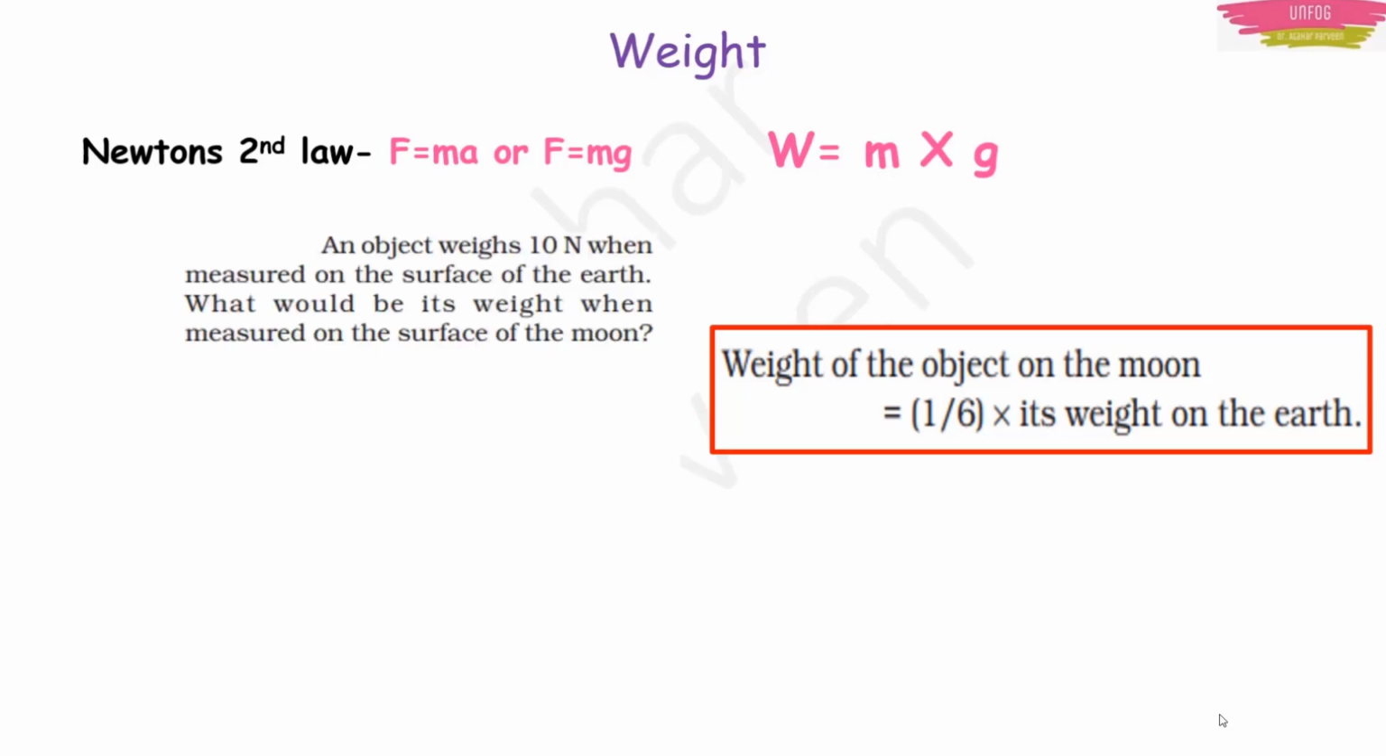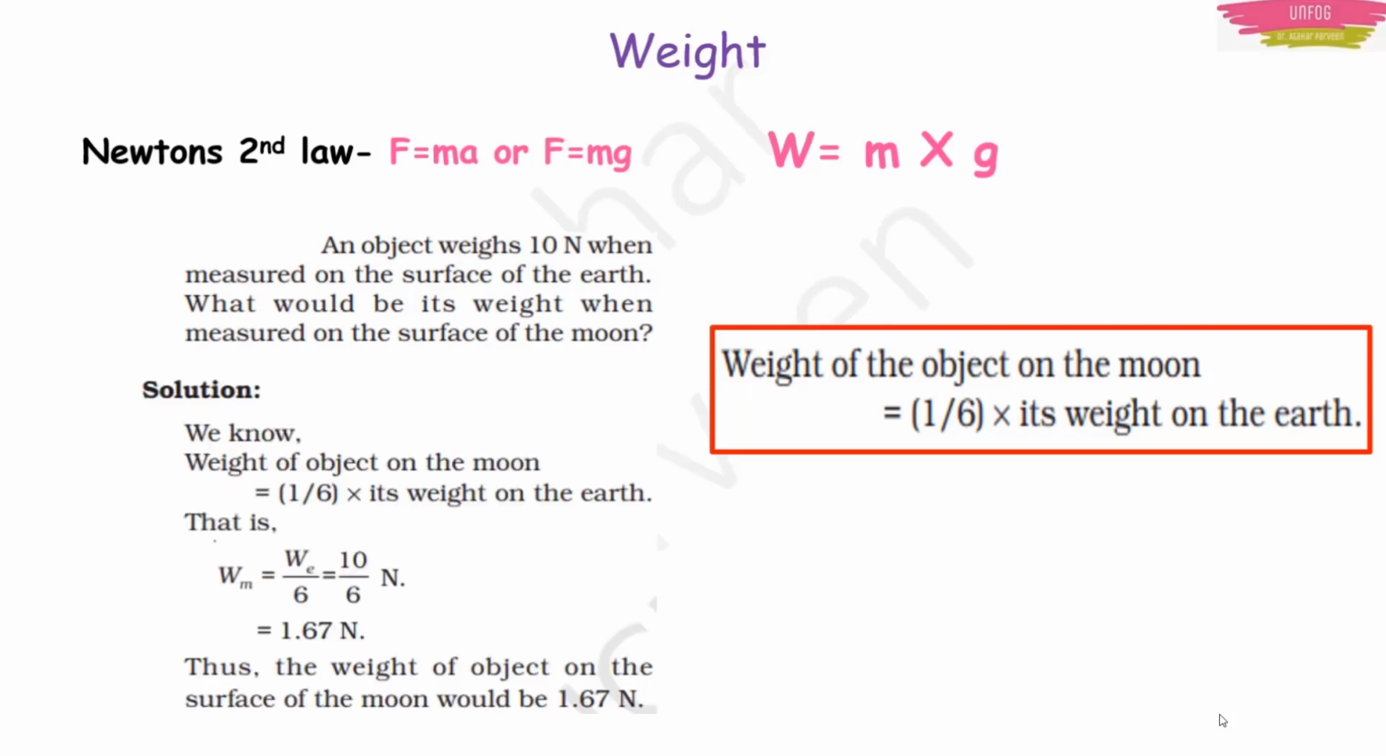An object weighs 10 Newton when measured on the surface of the earth. What would be its weight when measured on the surface of the moon? You know this is a trick. It is 1/6 times its weight on the earth. Then substitute the values, 10/6. Then the weight of the object on the surface of the moon will be 1.67 Newton.